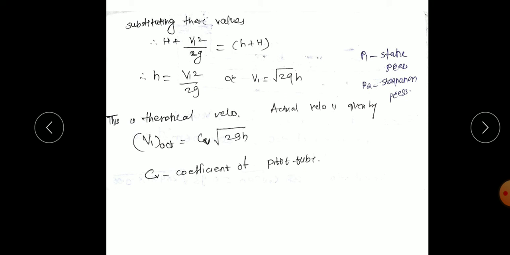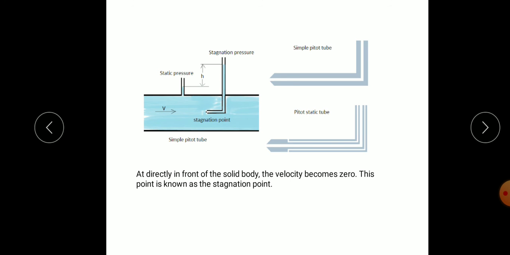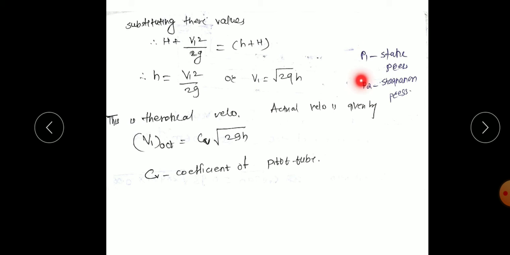We have assumed a frictionless fluid, but actually, due to friction, the actual velocity is less, and that is given by Cv times the square root of 2gh. So Cv is called the coefficient of the pitot tube, which can be measured experimentally for a given pitot tube. Here P1 is shown as the static pressure, and P2 is called the stagnation pressure.